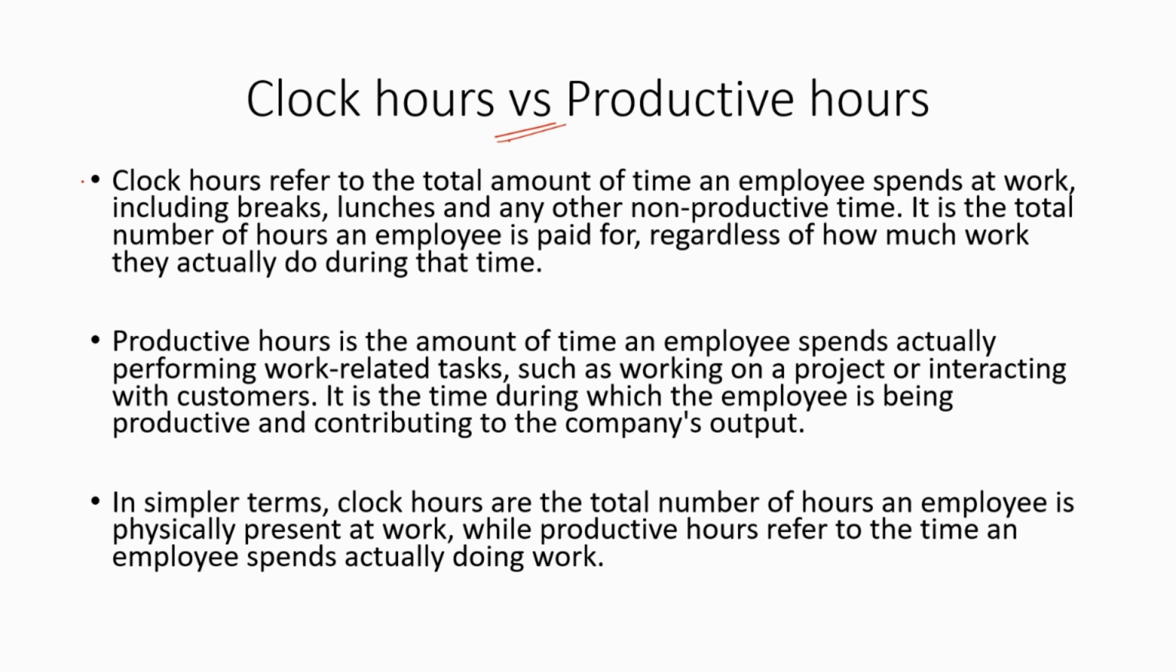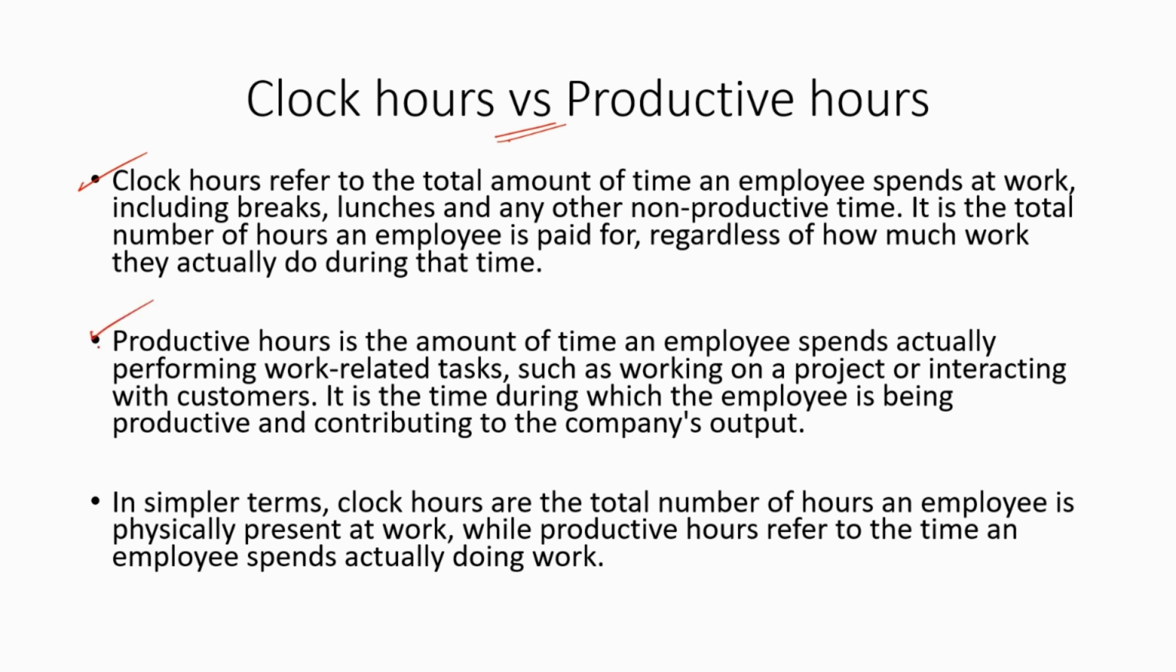These two terms are really important under direct labor variance. Clock hours refer to the total amount of time an employee spends at work, including breaks, lunches, and any other non-productive time. It is the total number of hours an employee is paid for, regardless of how much work they actually do during that time. Simply, this is the total amount of time an employee spends at work.